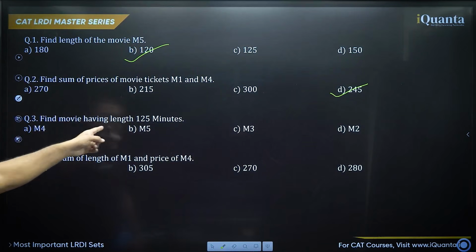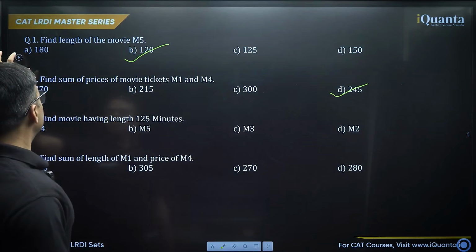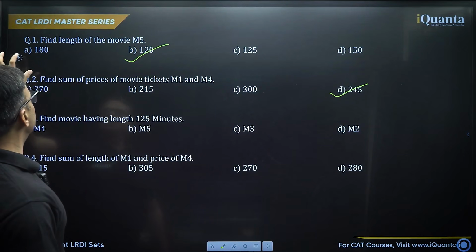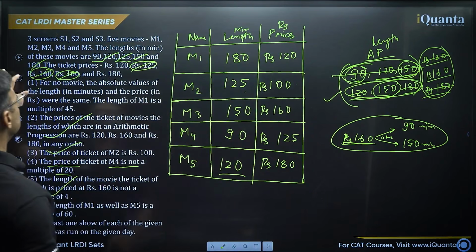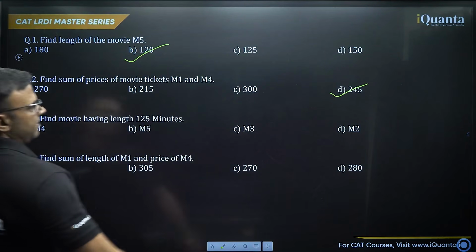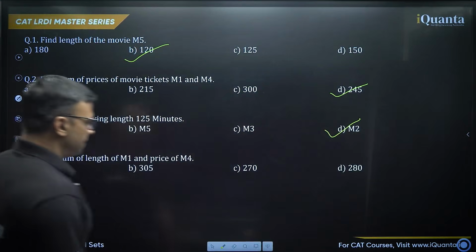Find the movie having length 125 minutes. Length 125 minutes is M2. So this is M2. Option D is the correct answer.